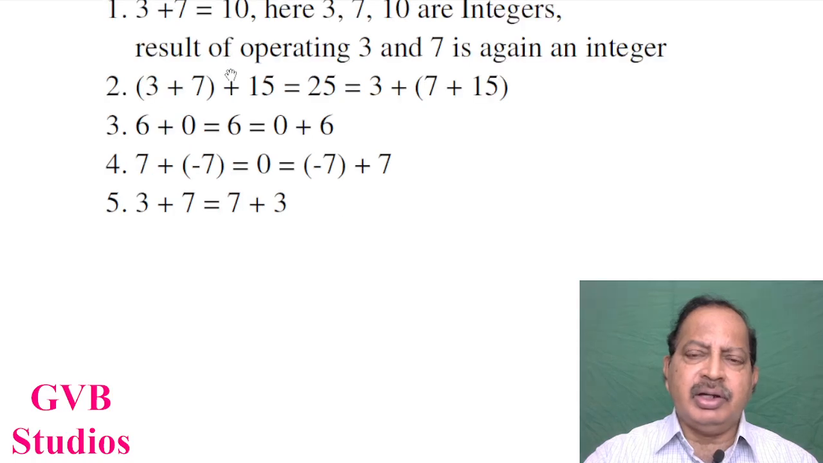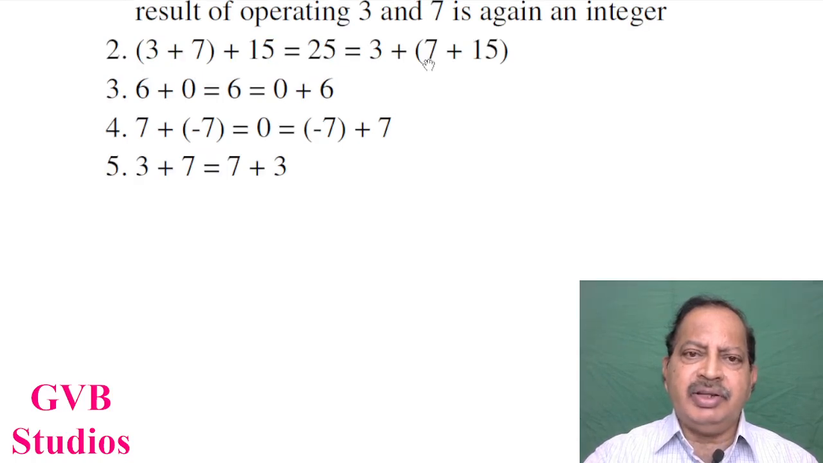And see the second part. Here I am taking three integers, 3, 7, 15. First I am adding 3 plus 7 with bracket and then 15. This gives the answer 25. And the other way, first I will add 7 and 15, then I will add 3. We get the same answer 25. So here first 3 and 7 are added, and here 7 and 15 are added, and this equals the same number. This is a well-known property in our life.